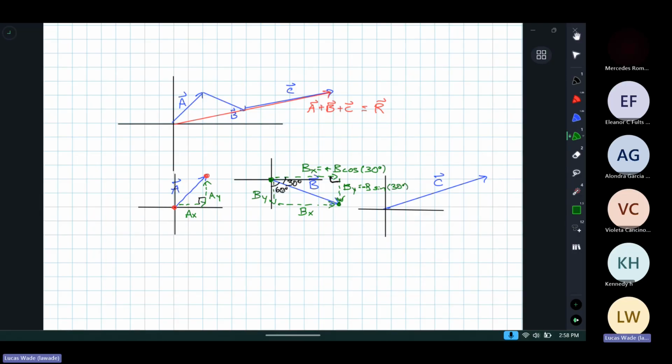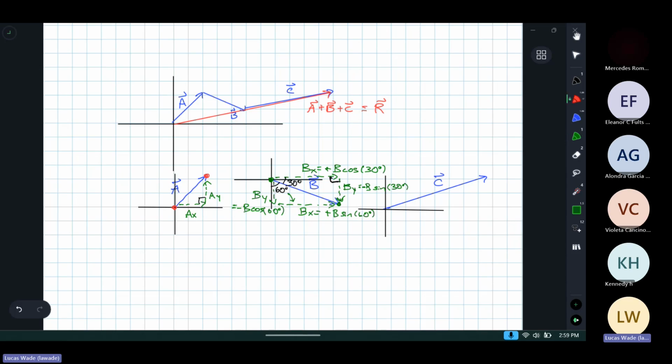On the other hand, if the problem gave me these 60-degree angles, now BX is opposite that 60-degree angle. So I would calculate it as, it's still to the right, B sine 60. And then BY, it's still negative, it's still downward, but it's adjacent to that 60-degree angle, so negative B cosine of 60. And this is the same vector I'm talking about, whether I use the 30 or 60-degree angle.